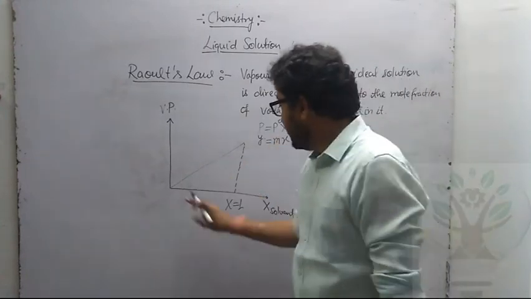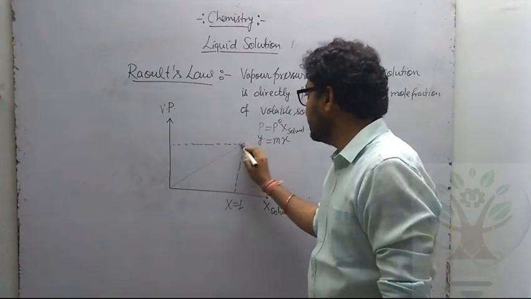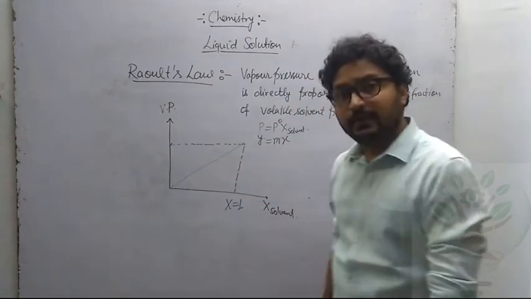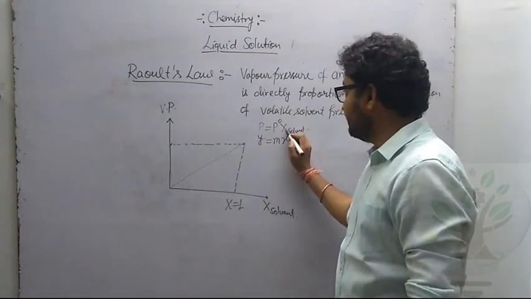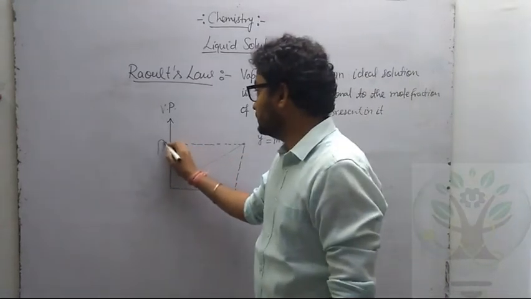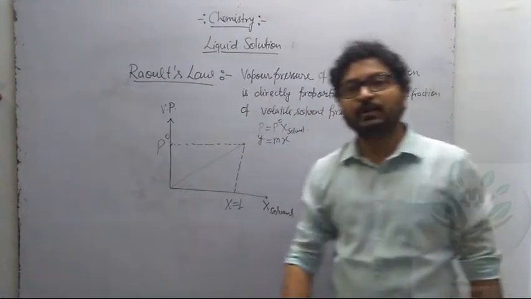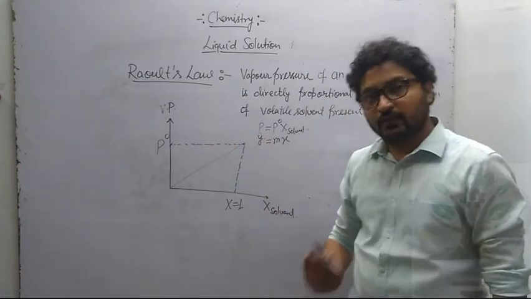Now look, if the value of mole fraction is 1, can you tell me what this value is? Here x is equal to 1. If I put x equals 1, what will I get as P? P will be P naught. This is the graph between vapor pressure of a solution and mole fraction of solvent.